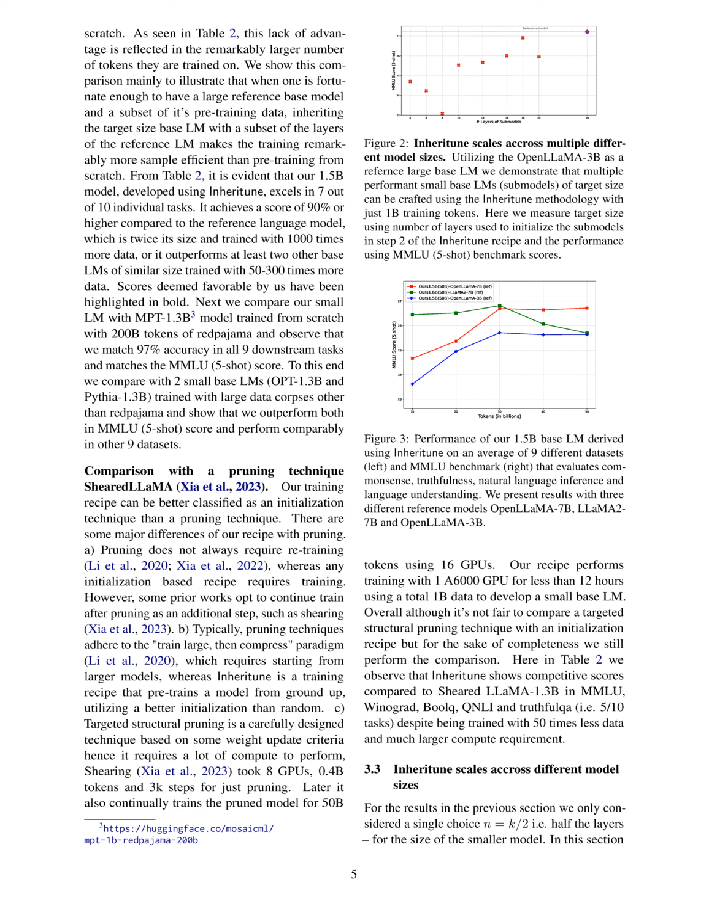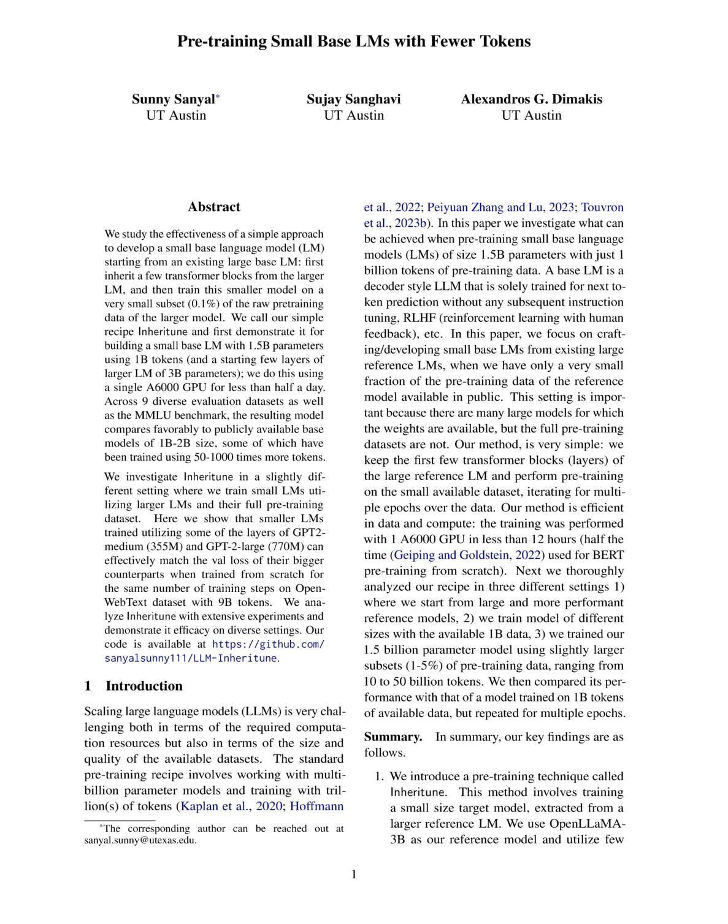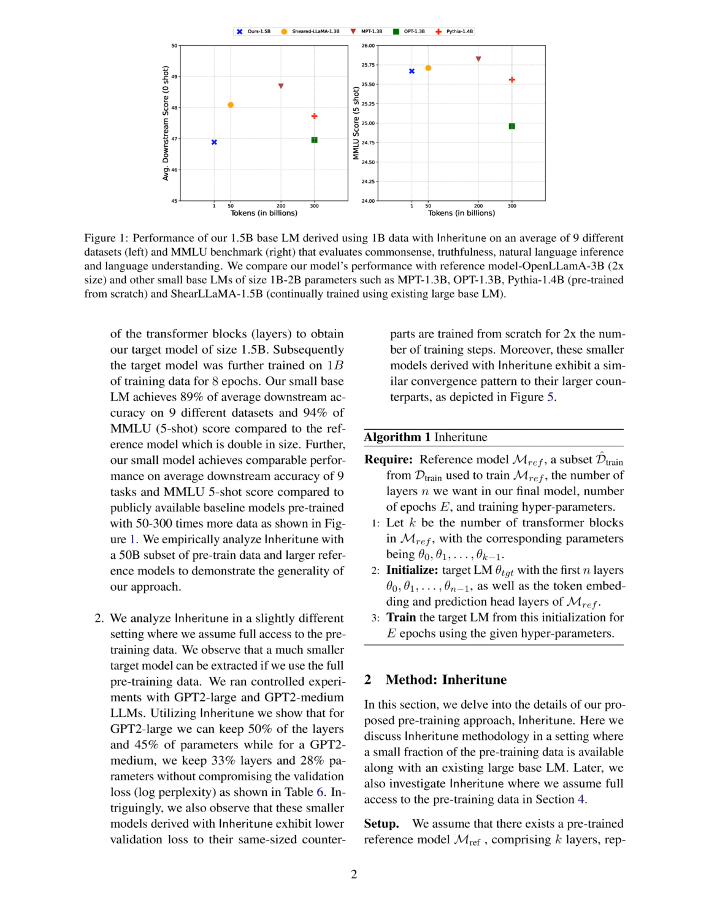This approach results in competitive performance compared to base LMs trained from scratch or derived from existing large base LMs. Inheritune enables the creation of small base LMs with fewer parameters and layers, reducing computational resources and training time. The method shows that smaller models derived with Inheritune exhibit lower validation loss and similar convergence patterns to their larger counterparts, indicating efficient training and generalization.